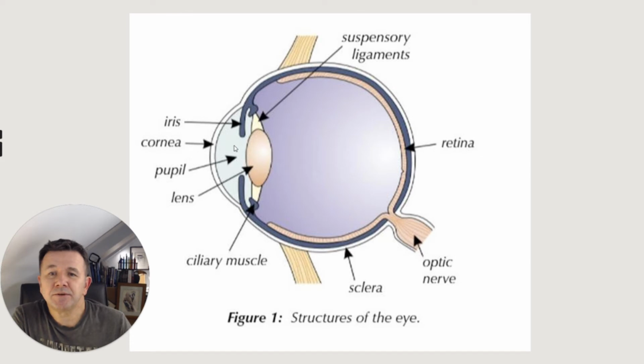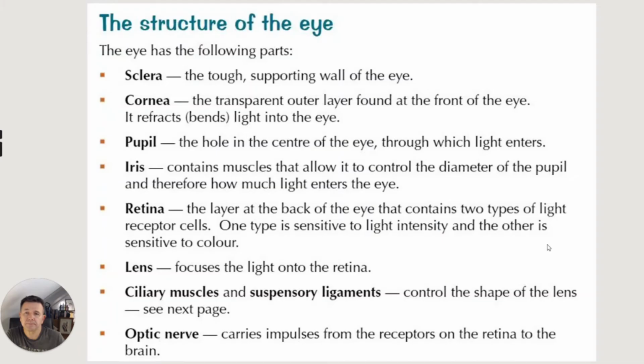Within the cornea, you've got the pupil. The pupil is just a space, a hole between the cornea and the iris. The iris is the coloured part of your eye. And then you've got your lens, and suspensory ligaments that hold the lens, and those are attached to what we call ciliary muscles. Those ciliary muscles can contract or relax.